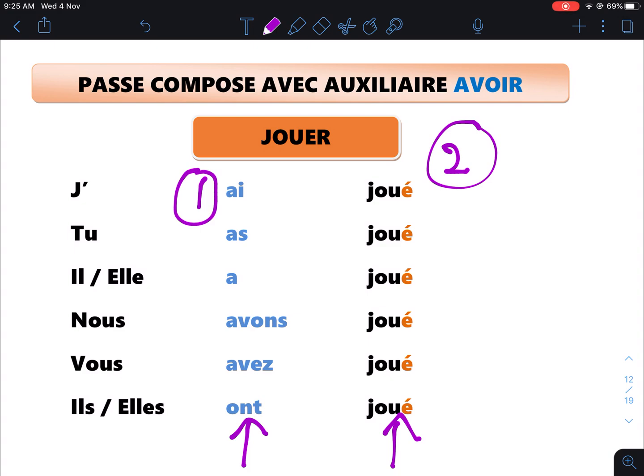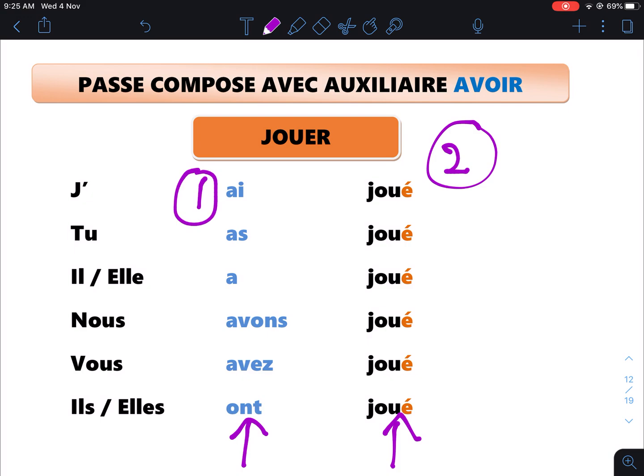Okay, we read this all together. J'ai joué. Tu as joué. Il, elle a joué. Nous avons joué. Vous avez joué. Ils, elles ont joué.